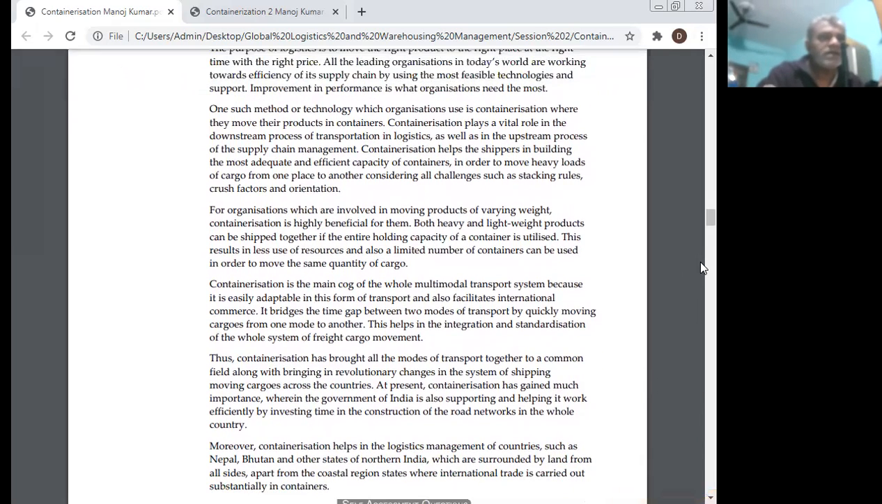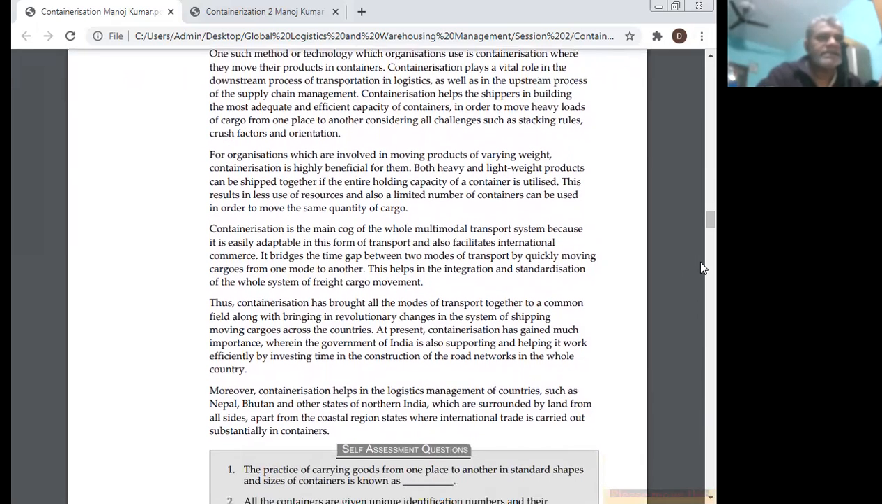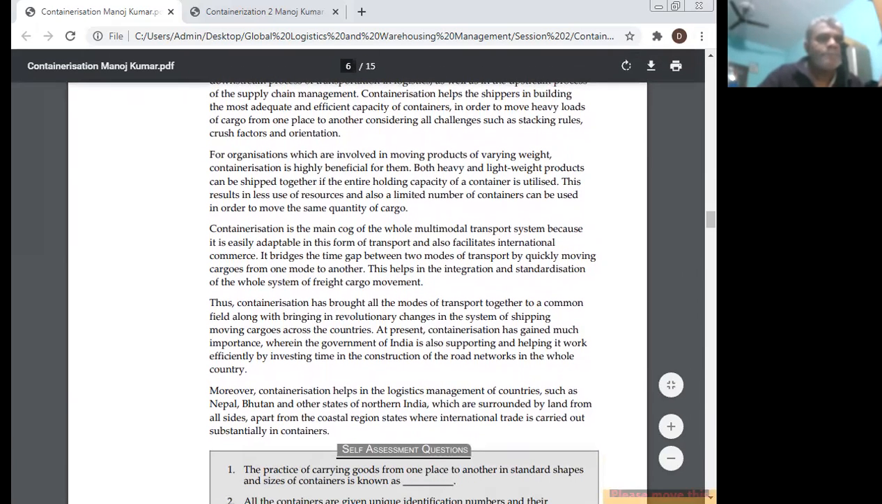From one mode to another. The containerization has brought all the modes of transport together to a common field, bringing in revolutionizing changes in the system of shipping, moving cargoes across the country.